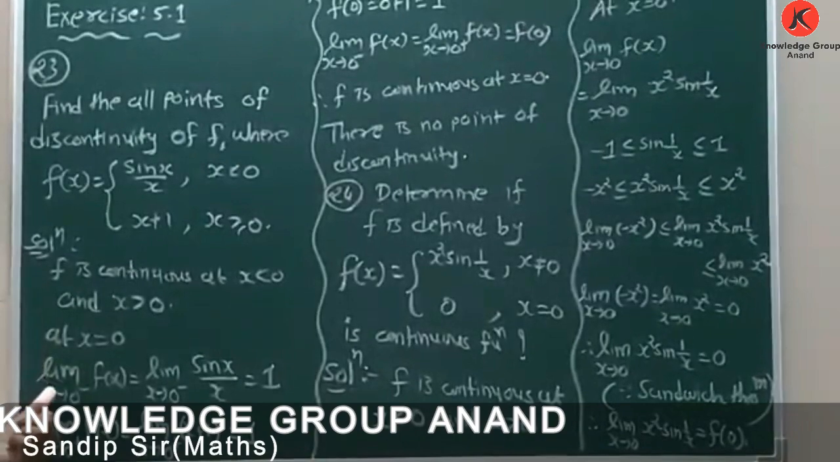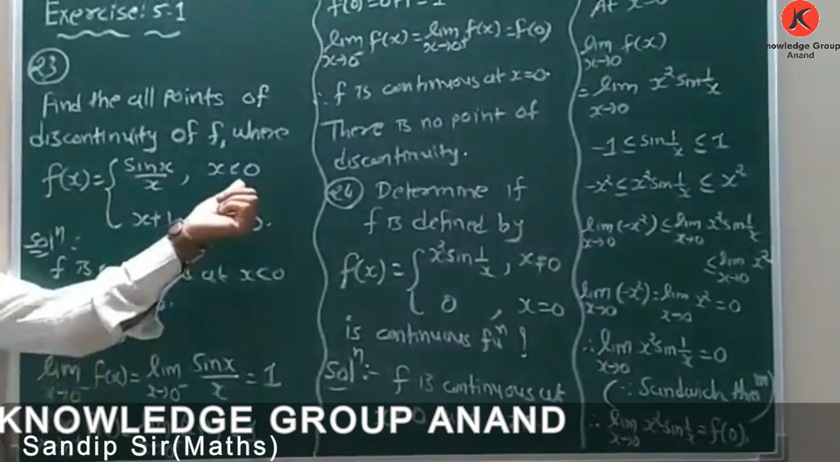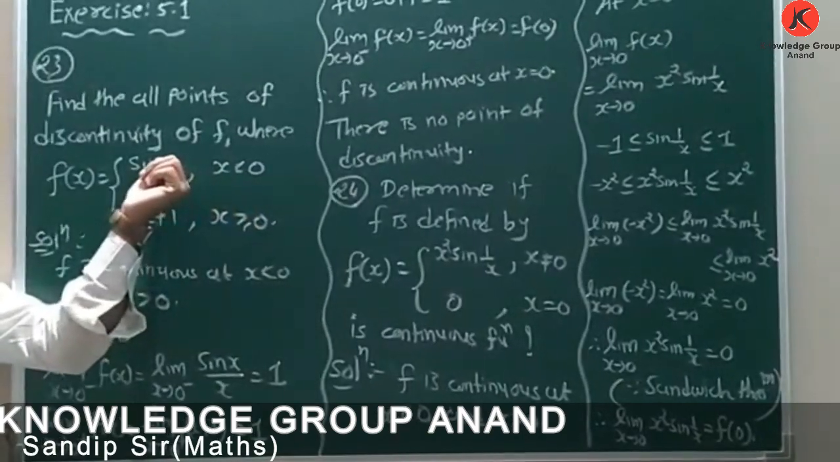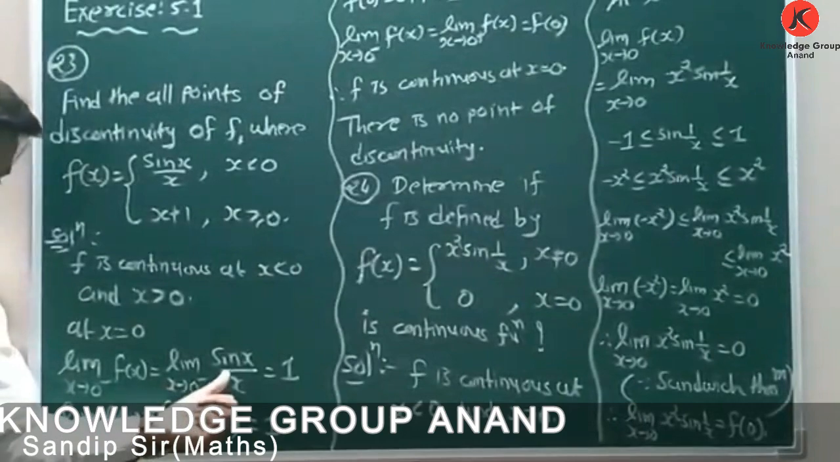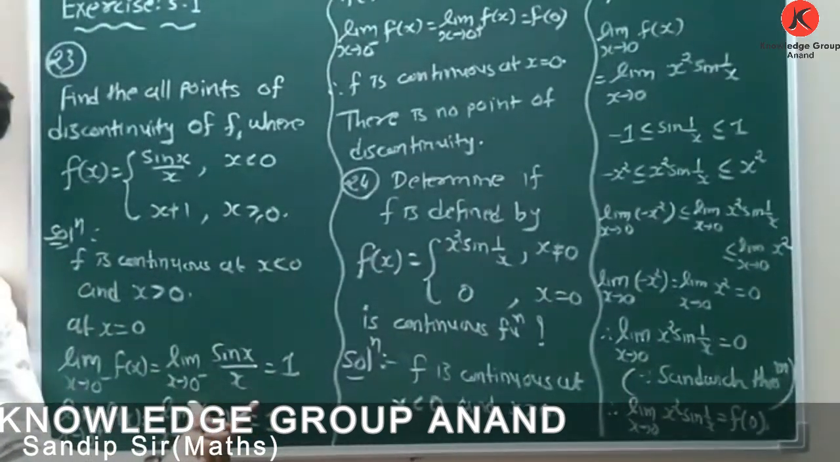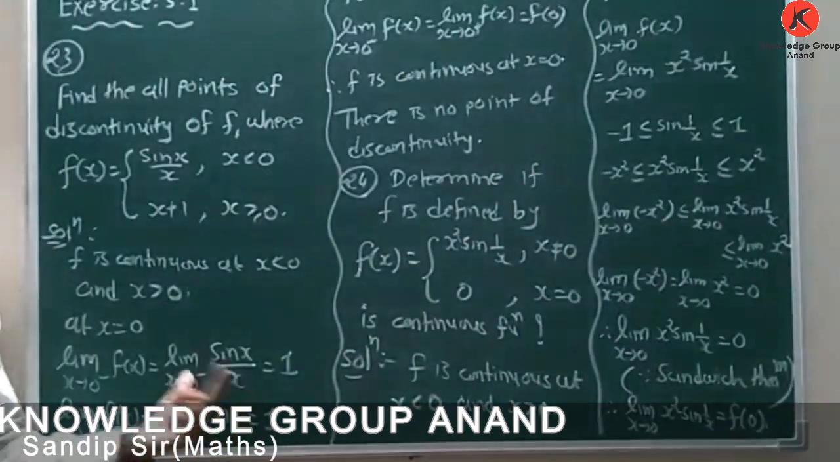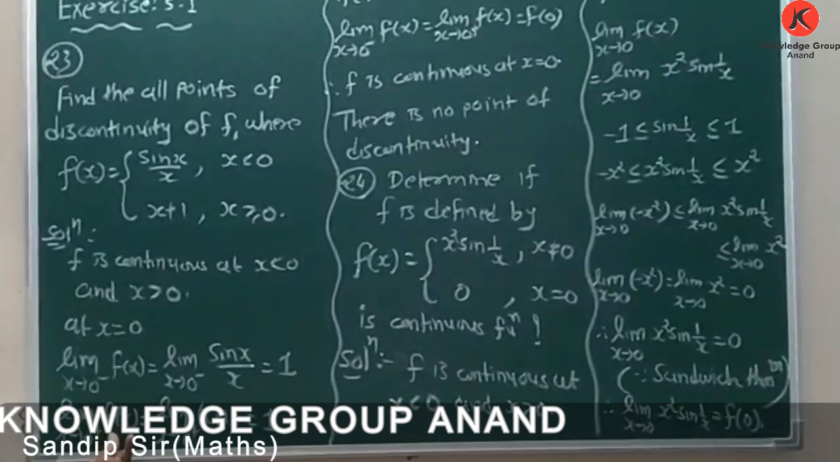Okay, so for the left hand side limit, x tends to 0 minus, f of x, slightly less than 0, the function will give sin x upon x. That means the limit x tends to 0 minus sin x upon x, the answer will be 1. Directly it is a formula of limit. Okay, 11 standard, remember.